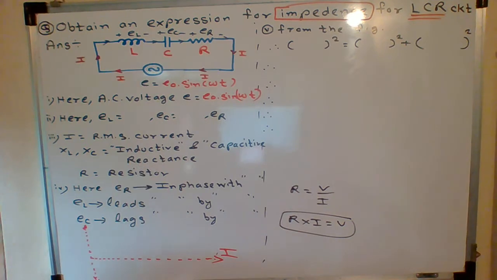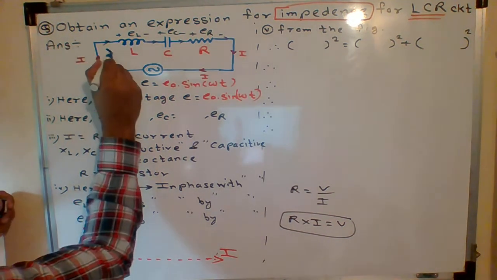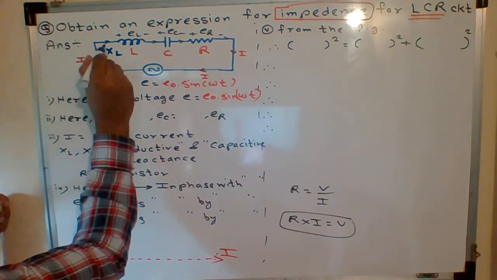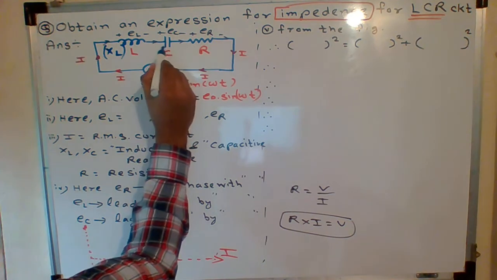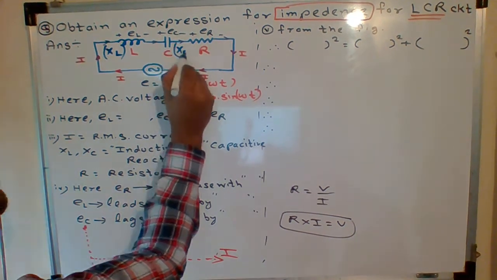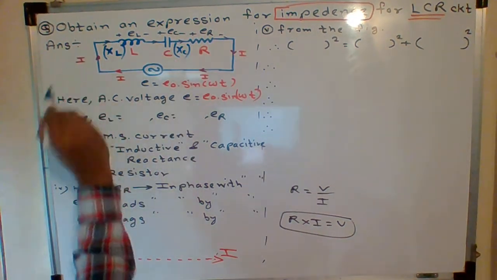Last time we have seen, what is the resistance of an inductor? If you remember, the resistance of an inductor is XL. Remember, okay? And what is the resistance of the capacitor circuit? XC. That is capacitive reactance. This is inductive reactance.